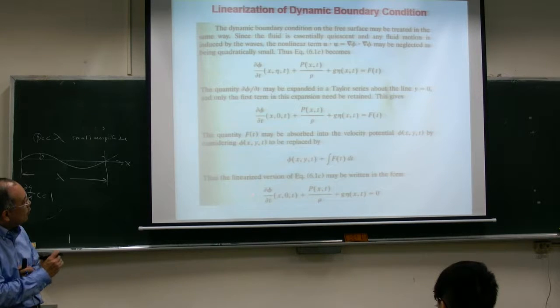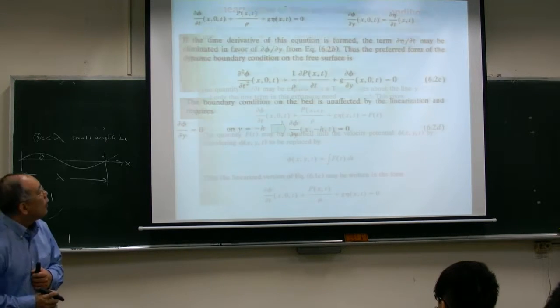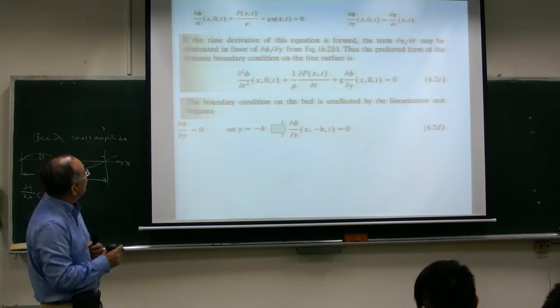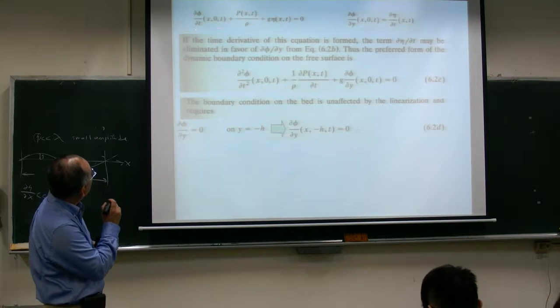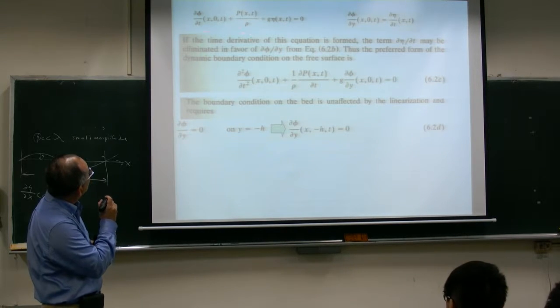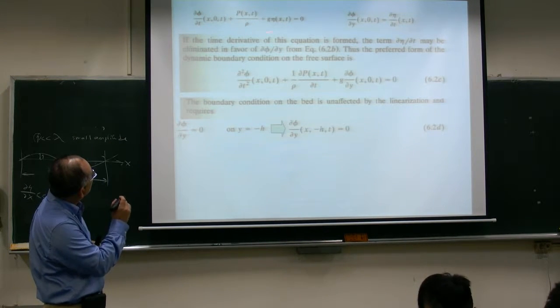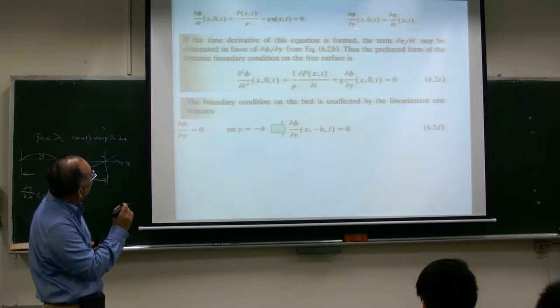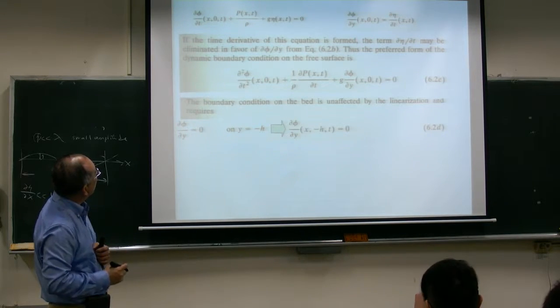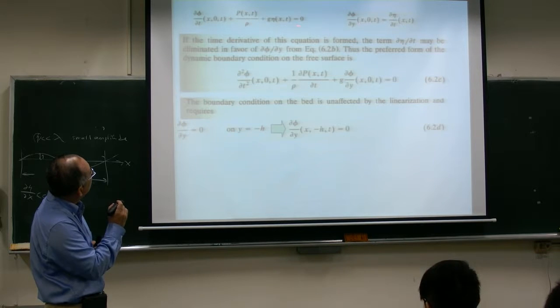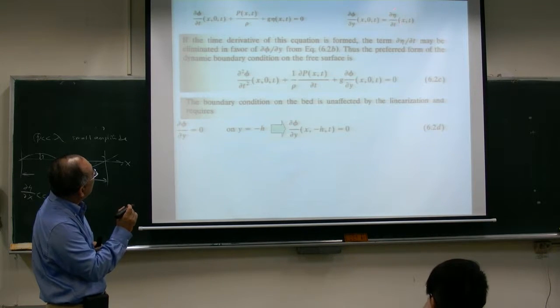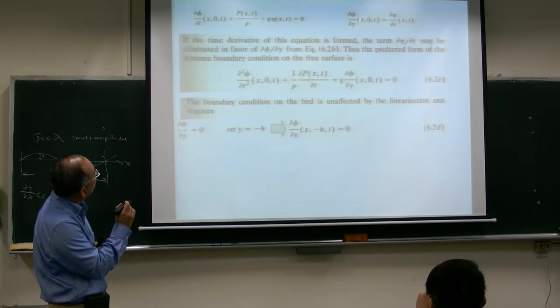So after the linearization, our boundary conditions for this physical problem become like this. This is the linearized dynamic boundary condition. We can substitute here, because we have partial eta partial t, and partial eta partial t is equal to partial phi partial y, right?